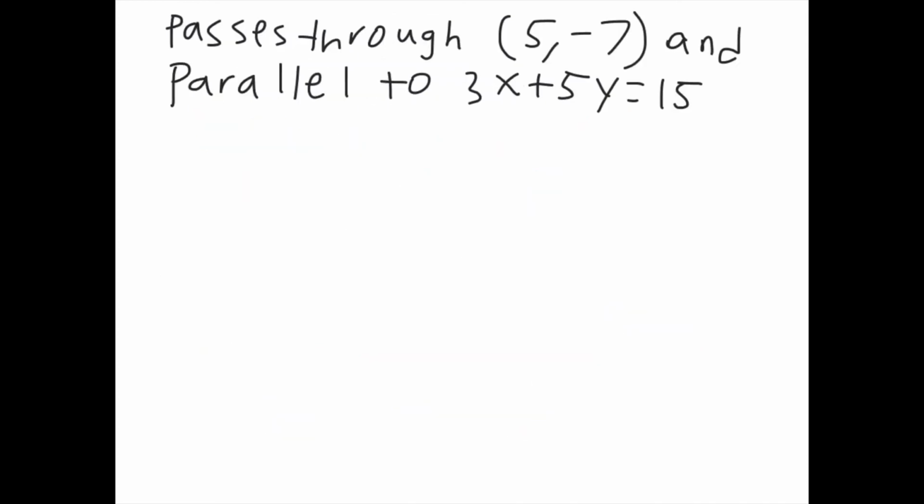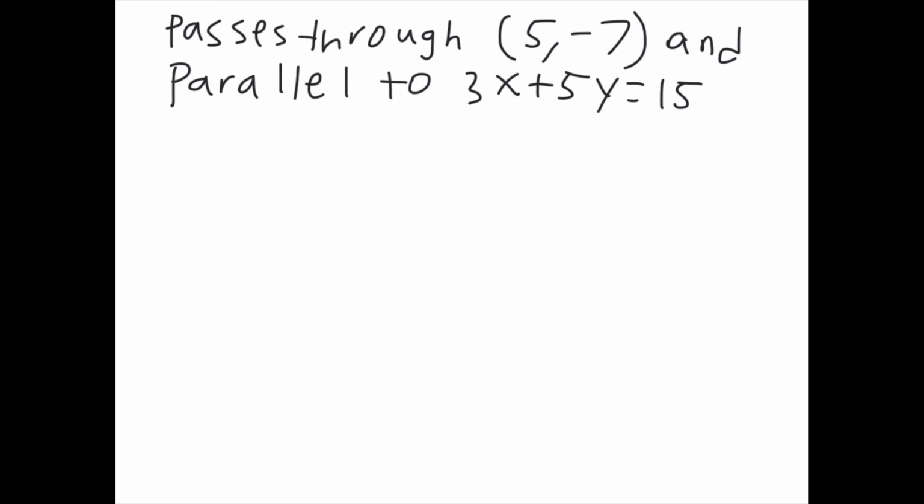Alright, so here's our first example. We want to write the equation of a line that passes through the point 5, negative 7 and is parallel to 3x plus 5y equals 15. So the first thing we have to do is write this equation in slope-intercept form.